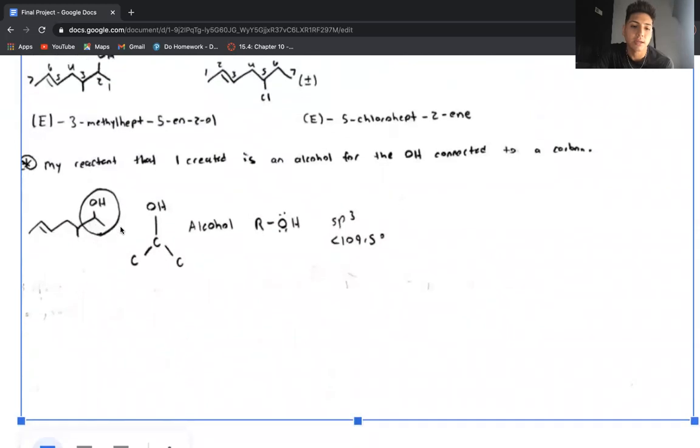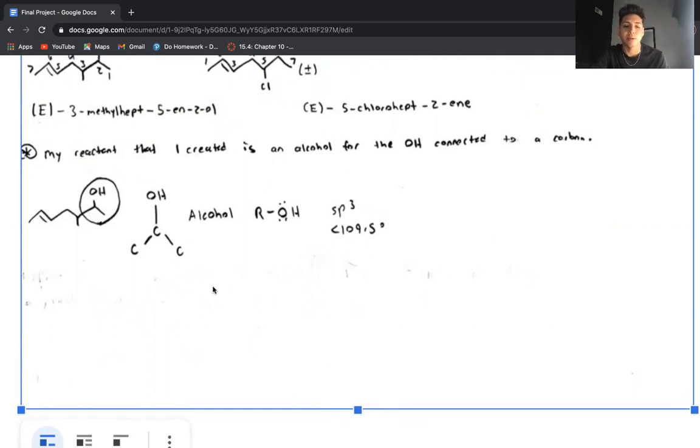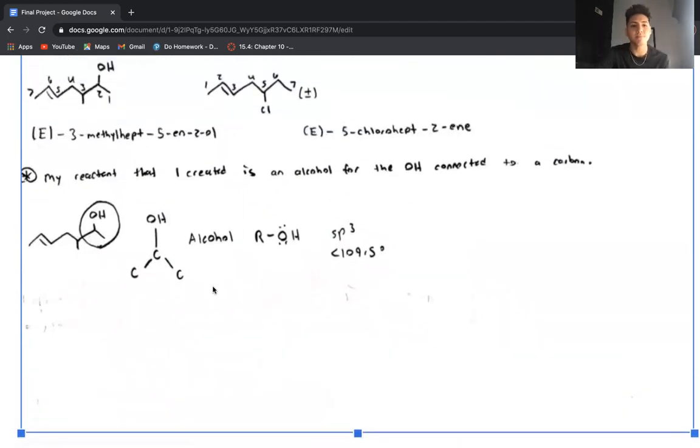Learning in chapter 9, we learned all kinds of epoxides and alcohols, but I chose alcohol for mine, and here's a demonstration. And that will be all for my presentation.